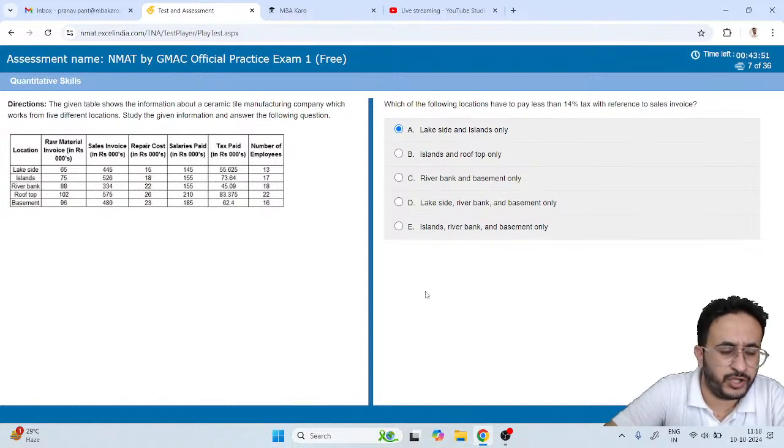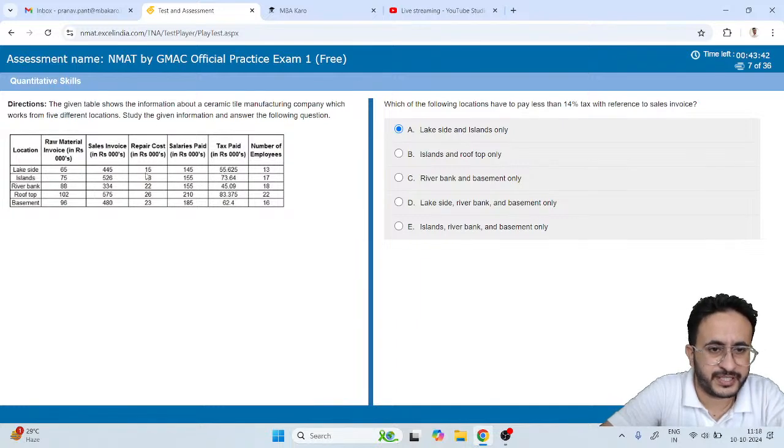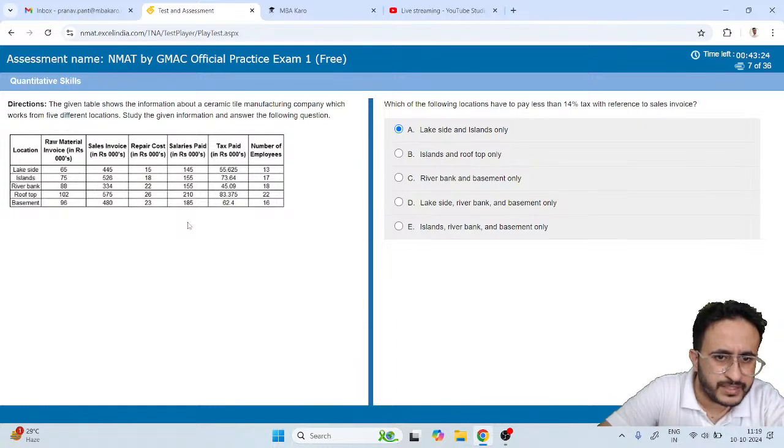So no need to check all values. I just checked Lakeside as the first one. I know 4 into 14 is 56. So less than 56, so definitely less than 14%. Then this was a tricky one, 500 into 14 is a close value. So I checked one of the others. Let us say 334. 4 into 14 is 56, 3 into 14 is 42. So it is paying slightly more. So we get with these two.